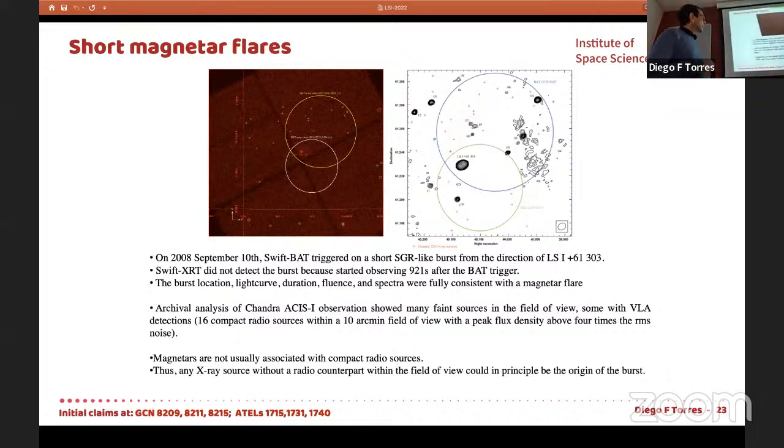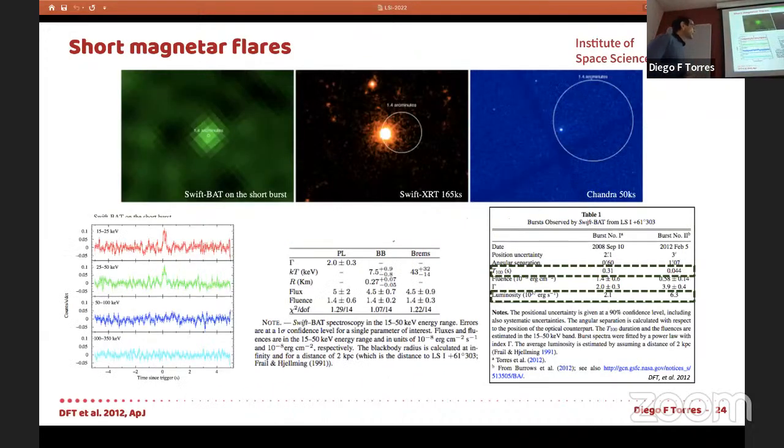And in 2008, there were several reports of short soft gamma-ray repeater-like bursts coming from the source, in 2008 and 2012. So we studied this very carefully at the time, and you can see here that the durations are really very small. This is the whole duration of the burst, but typically the peak is less than 1 second, and the fluence was quite high for the source.